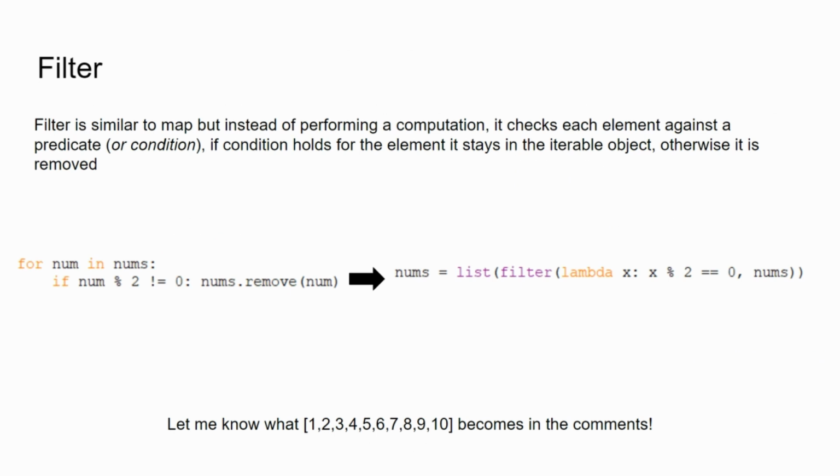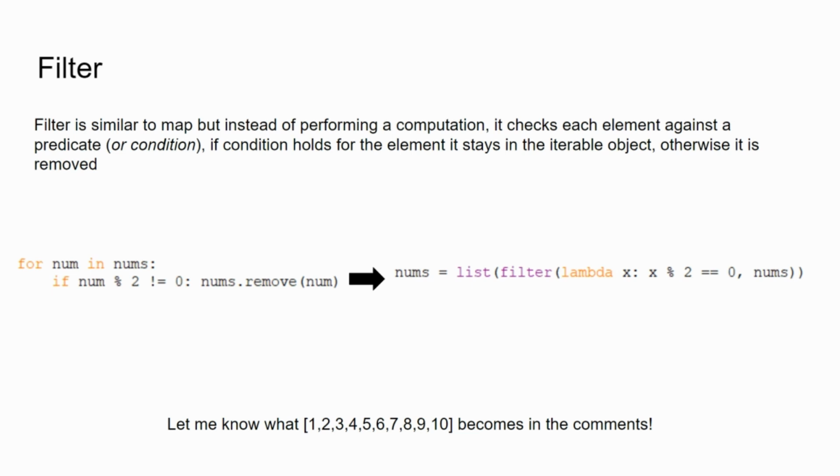So filter is similar to map, but instead of performing a computation, it checks each element against a predicate or a condition. And if the condition holds for the element, it stays in the iterable object, otherwise it is removed. So again, I've got an example of what you may have done before using a for loop, and what you could do now using this keyword.